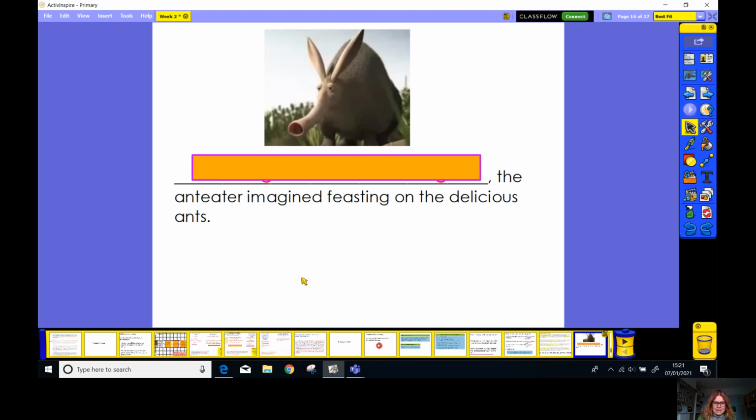Okay, well done. Now, hopefully you've thought of a fronted adverbial which describes the manner or the time or the place or something like that. So let's see what I came up with. Sucking with all of his might, the anteater imagined feasting on the delicious ants.